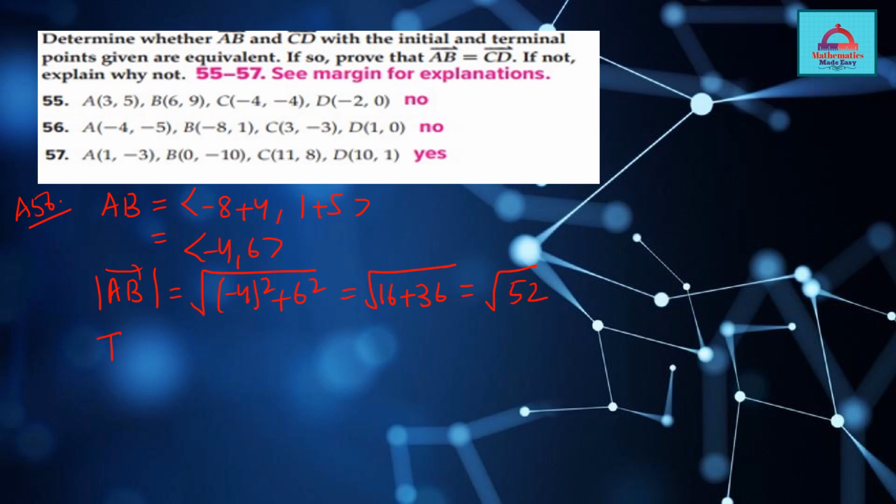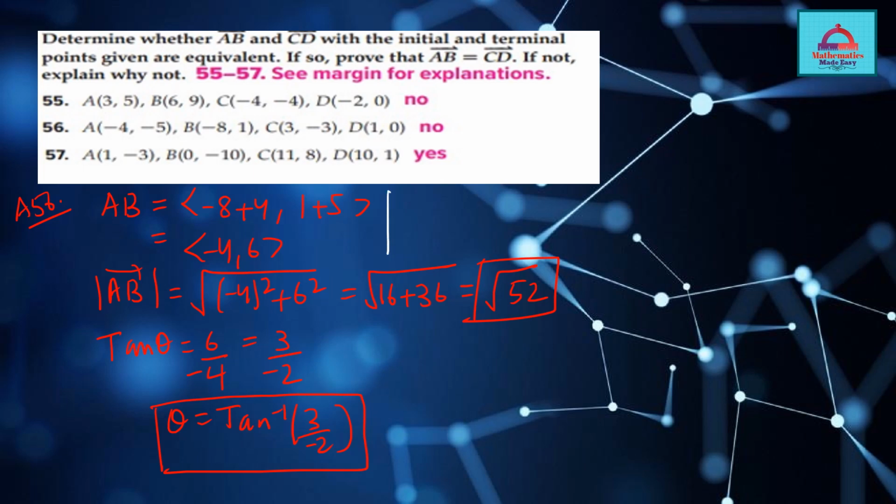Let's calculate the direction. So tan theta is 6 over minus 4. So this is 3 over minus 2, and theta is tan inverse of 3 over minus 2. This is the direction. The magnitude we have already got.